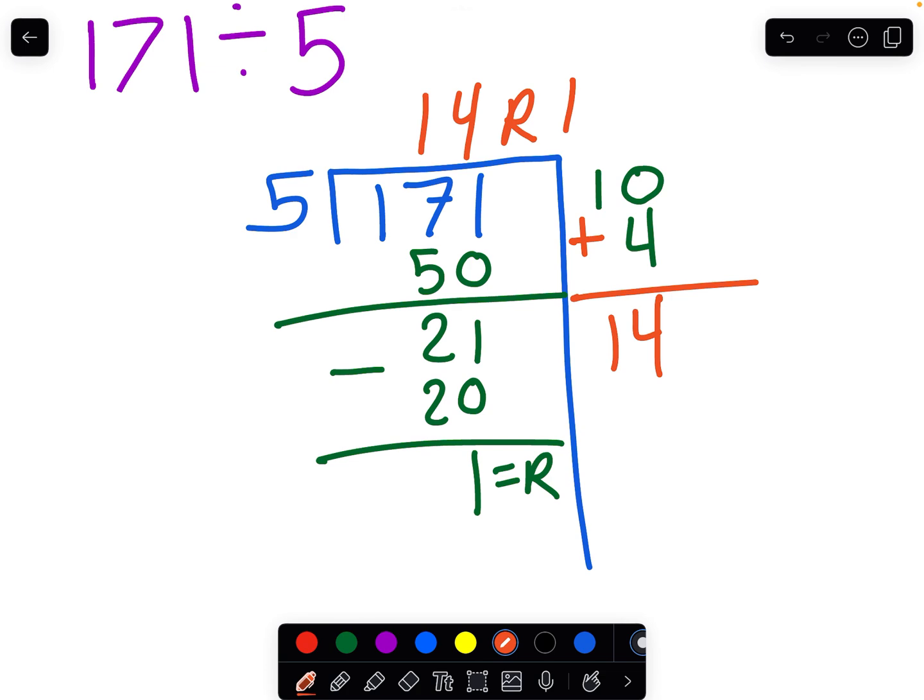And that is an introduction to partial quotients and doing division using partial quotients. And we will also learn how to do partial quotients with decimals and larger numbers. And hopefully you like this method as much as I do. Till next time.